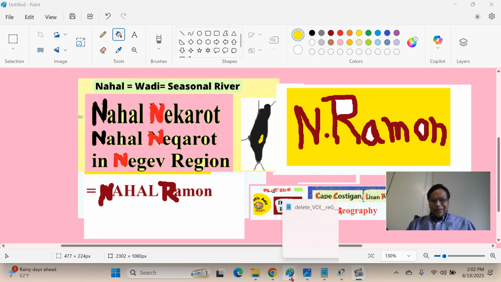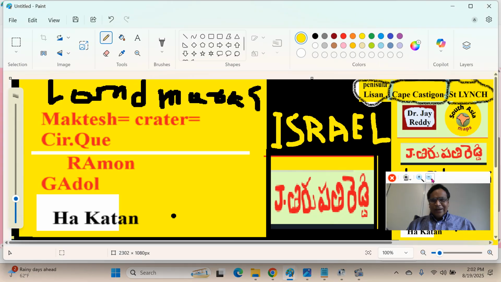And also, before you venture into that, there are three craters called cirques, erosional craters. They are called Ramon, Gedol, Katan. You have to remember these three, the gorges, a sort of erosional valleys. The entire Negev is famous for these three, and a lot of people visit them. Ramon, Gedol and Katan: the big crater, a medium-sized and a small crater. Historically, this was the big crater. This was found later, so the names can change. You have to keep that in mind also.